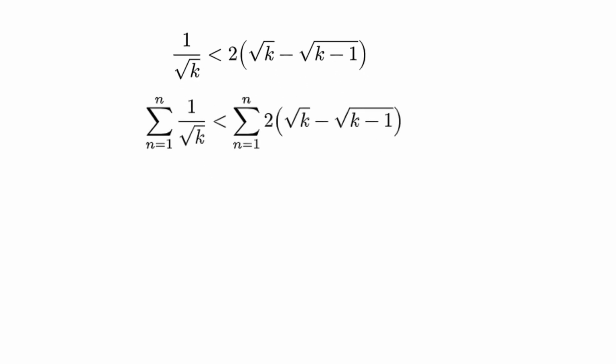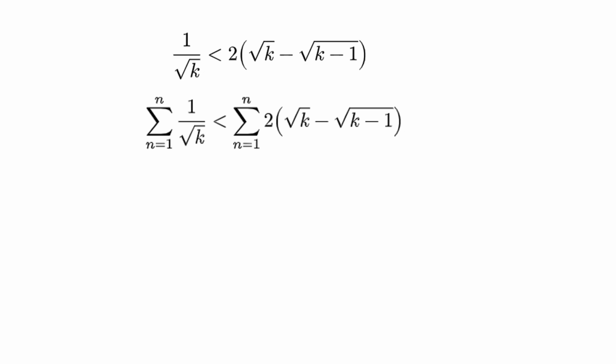Let us write this cleanly. 1 over root k is less than 2 times open bracket root k minus 1 close bracket. This is our core inequality. Now we are going to sum both sides. We sum both sides from k equals 1 to n. The left side becomes the sum of 1 over root k, from k equals 1 to n. The right side becomes the sum of 2 times root k minus 1, from k equals 1 to n.